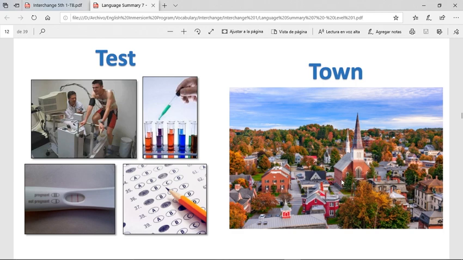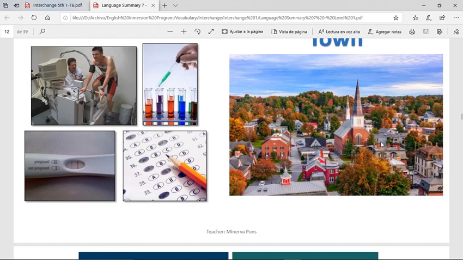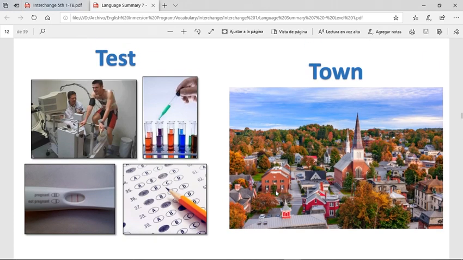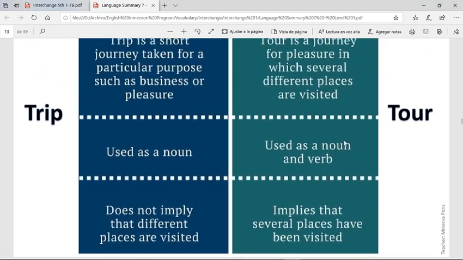Town. This is a town. This is like a small place where a lot of people live. It's not as big as a city, but it's not as small as a neighborhood. It's just a town. Okay, we have trips and tours.